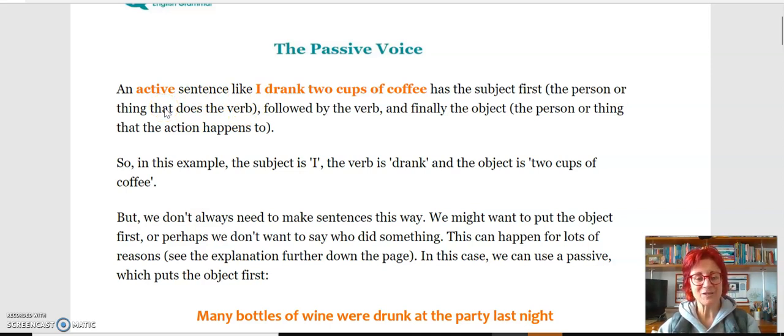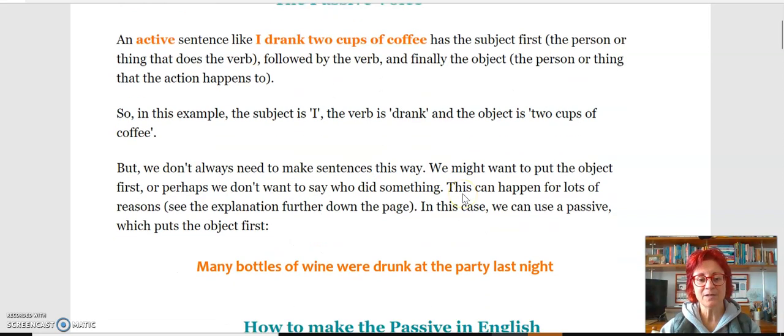In the passive, the subject of the passive sentence is never the person who does the action, right? So, look at this sentence. I drank 2 cups of coffee. Okay, in this case, the subject is I, the verb is drank, and the object is 2 cups of coffee, right? But we don't always make sentences in this way. We might want to put the object first because of many reasons, but mainly because we don't want to say who did something. We'll see the other reasons a little bit ahead.